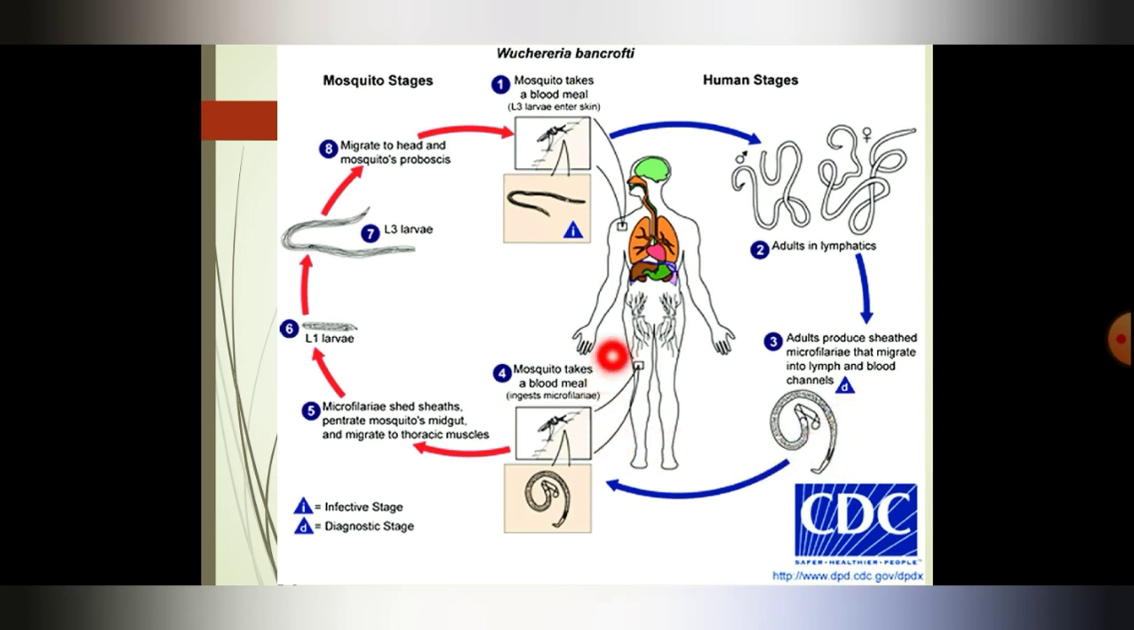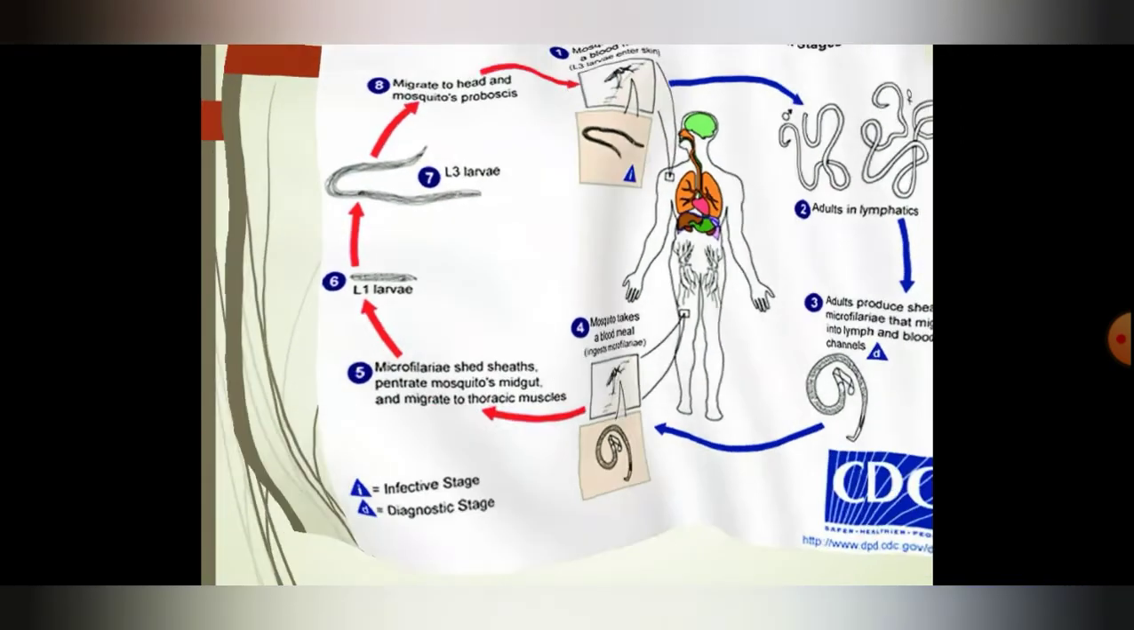Okay, and then the mosquito again takes a blood meal. Then the microfilaria sheds the sheath and enters the mosquito's midgut and migrates to the thoracic muscles, and then larval stage 1, then larval stages 2 and 3, and at the third stage again it will migrate to the head, in the mosquito's proboscis, and again at this stage there are chances of it entering the human skin through the mosquito bite. This is how the life cycle takes place.